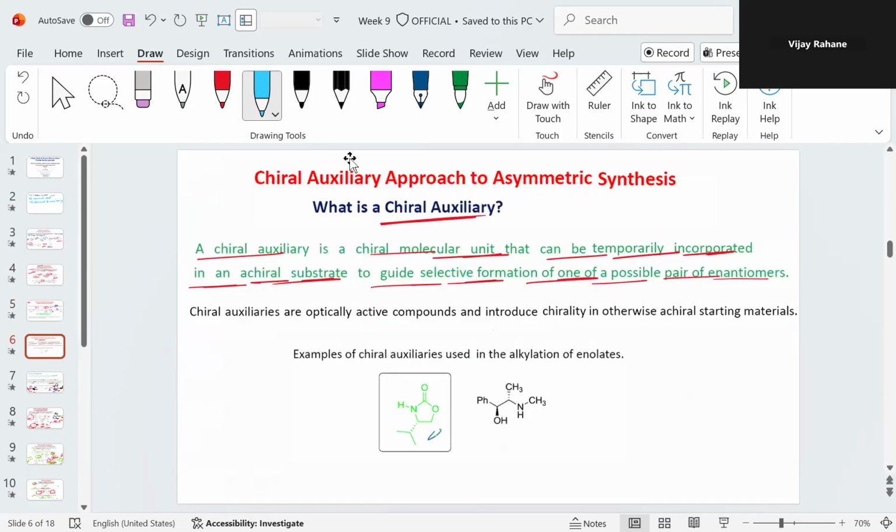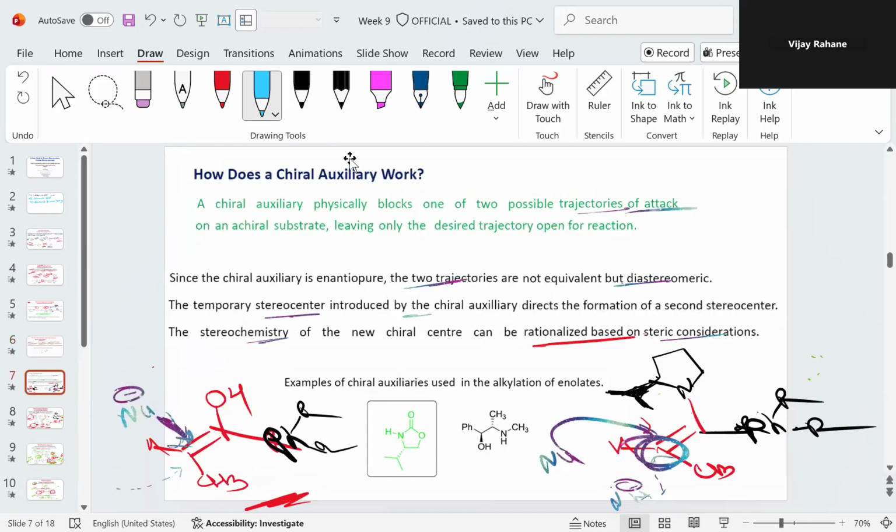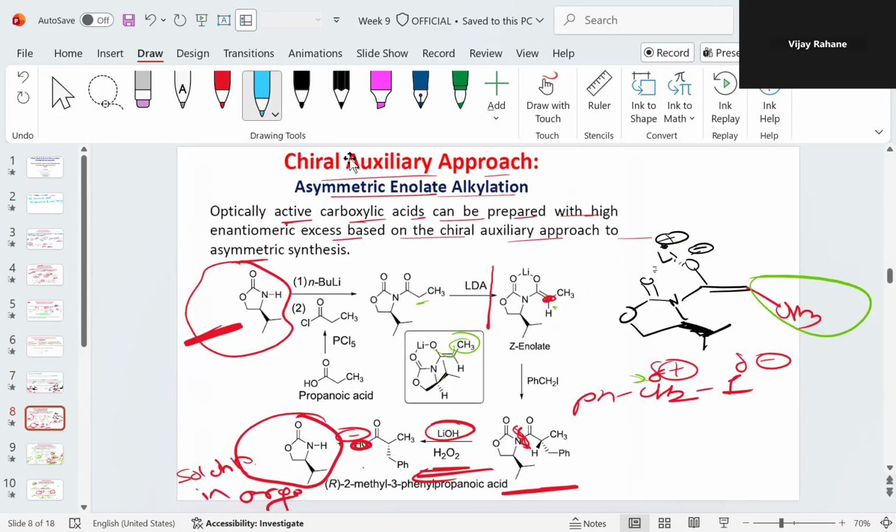And then we have covered the chiral auxiliary, in which we have seen what a chiral auxiliary is, and then how the chiral auxiliary actually works. We have seen some examples just to understand where we are generally using this chiral auxiliary. So these are some examples which involve the usage of this chiral auxiliary.